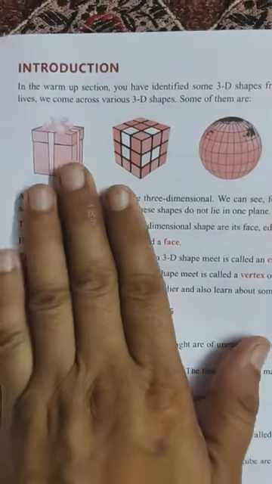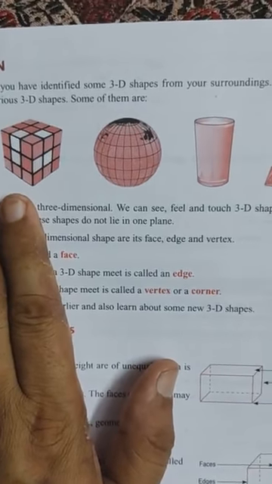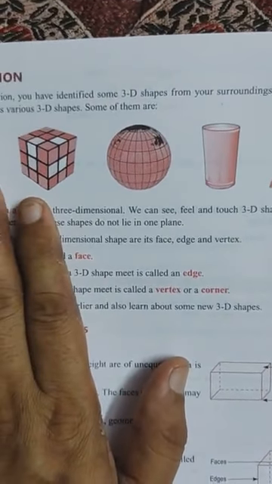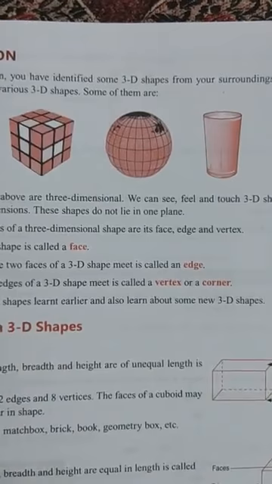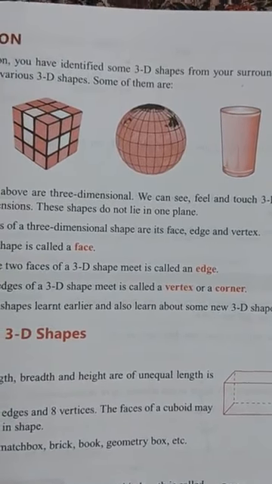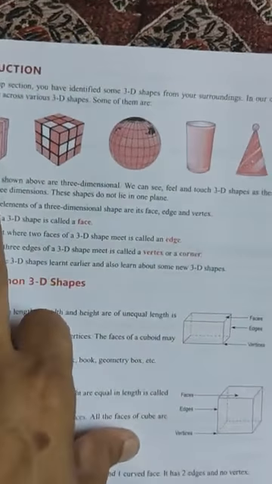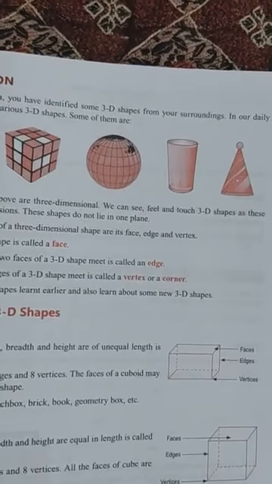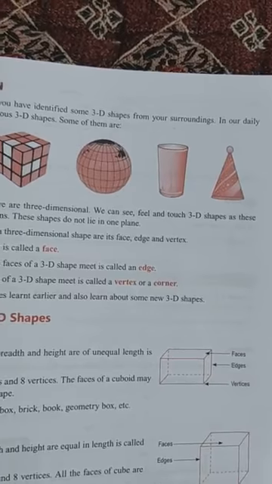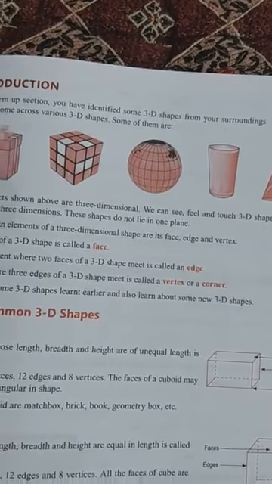So in the warm-up section, you have seen many 3D shapes near your surrounding area. Okay. So in our daily life, we can see a globe, Rubik's cube, glass, cone. They are all three-dimensional shapes. Okay, so these 3D shapes we can feel, we can see, we can touch. Okay, but these shapes do not lie in the same plane.